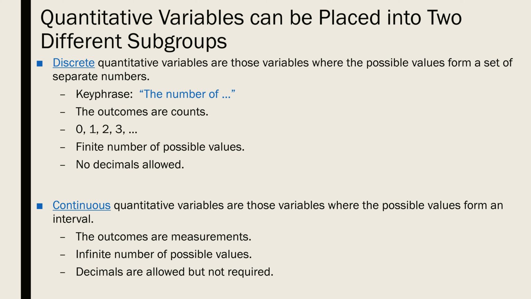Discrete quantitative variables are those variables where the possible values form a set of separate numbers. The key phrase is the number of. The outcomes are counts, and for example 0, 1, 2, 3, and there are finite number of possible values. No decimals allowed. Continuous quantitative variables are those variables where the possible values form an interval. The outcomes are measurements. There are infinite number of possible values, and the decimals are allowed but are not required.